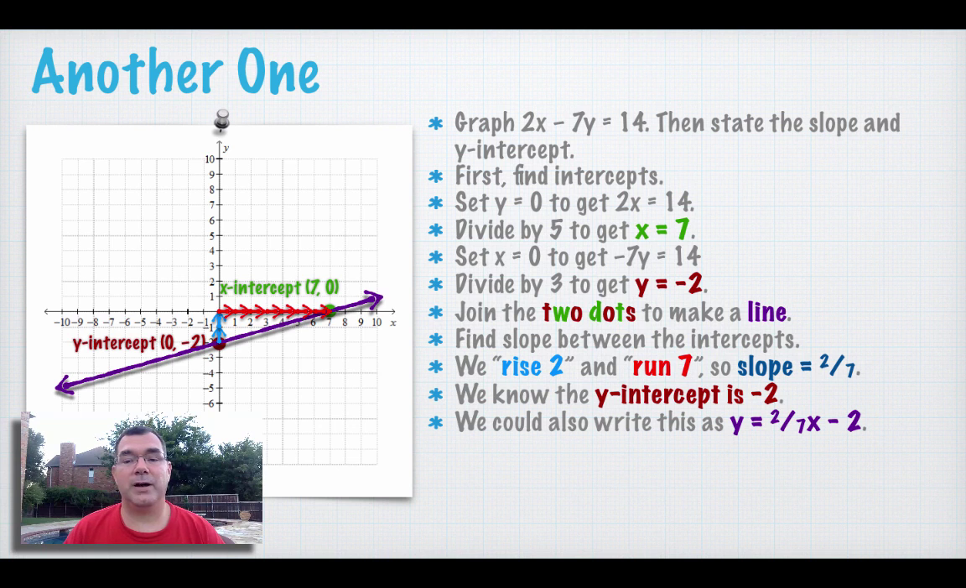Okay, so that's how you find the slope and the y-intercept of a line in hopes of writing it in slope-intercept form.